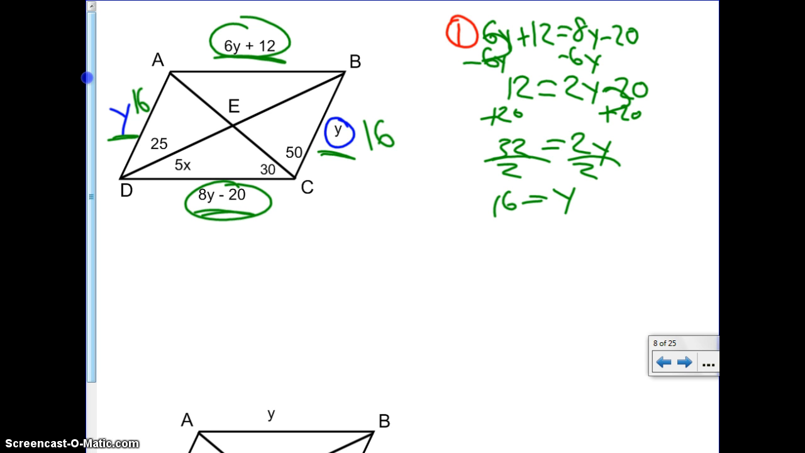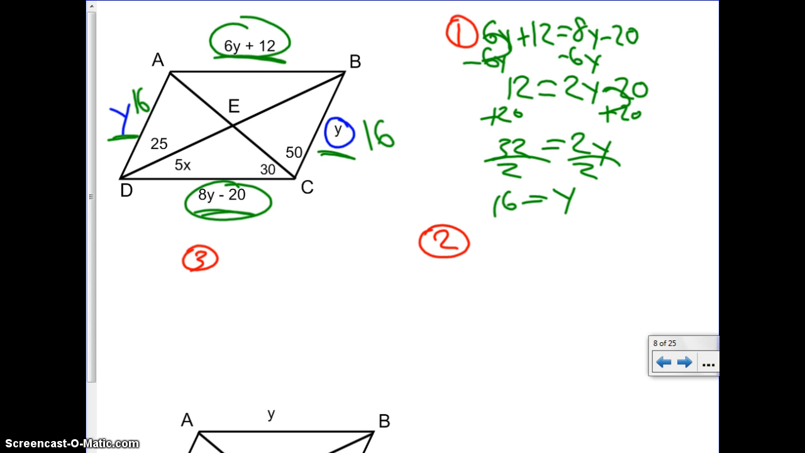And now, what's our second property? Our second property is that opposite angles are congruent. But when I look at this problem, I don't really have any opposite angles yet. So that's okay. Sometimes you don't have to go right in order. So let's skip ahead to number 3. I'm going to write number 3 over here, and then maybe we'll come back to 2.